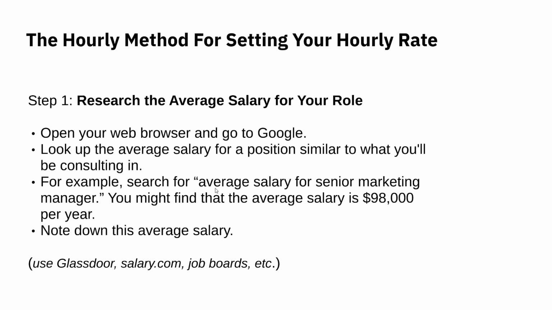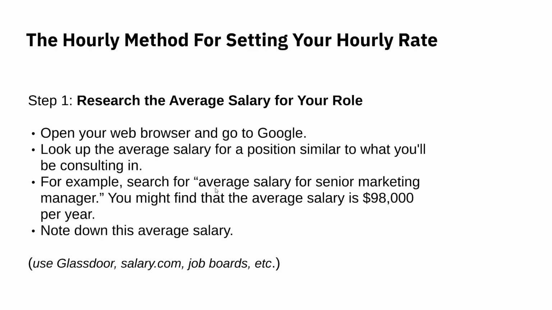So the hourly method is for setting your hourly rate. The first thing you want to do is just research what the average salary for your role is. I know you know what you've been getting paid. Do some research, because you want to be able to say to your client, when you're having these conversations, that industry standard is X. So you can look that up on Google. You can look up the average salary for a position similar to what you'll be consulting in. For example, you can search for an average salary for a senior marketing manager.